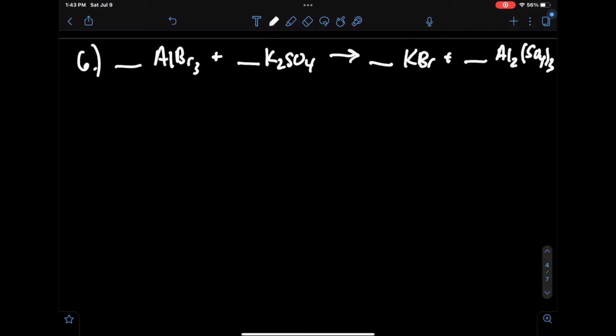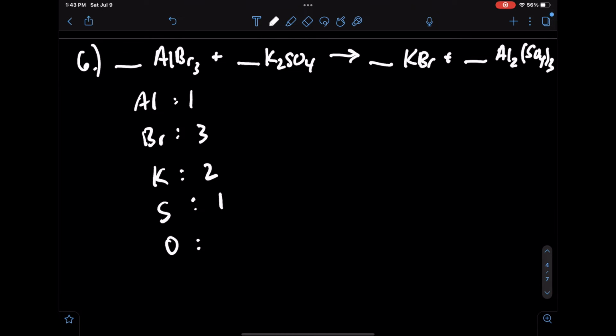The next problem we have is aluminum bromide, AlBr3, plus K2SO4, and then on the right we have KBr plus Al2(SO4)3. So we'll start by making a list again. Aluminum we have 1, bromine we have 3, potassium we have 2, sulfur we have 1, and oxygen we have 4.